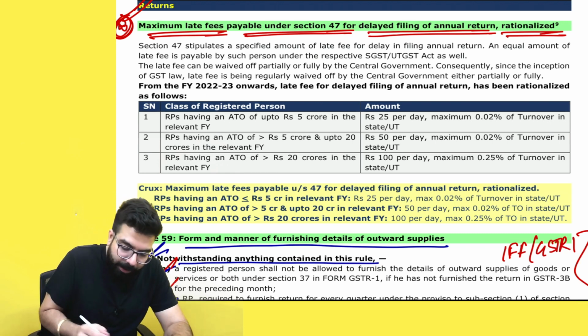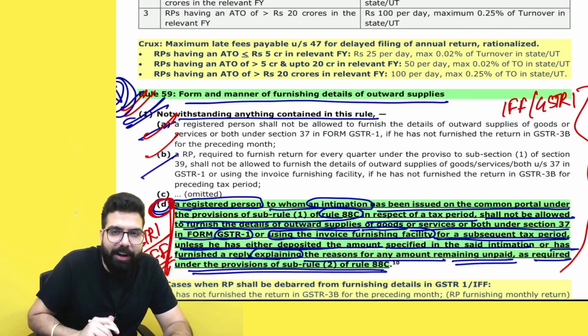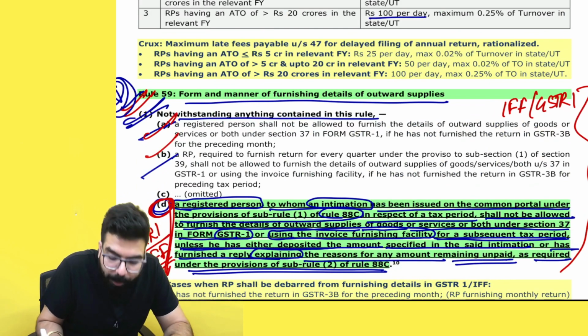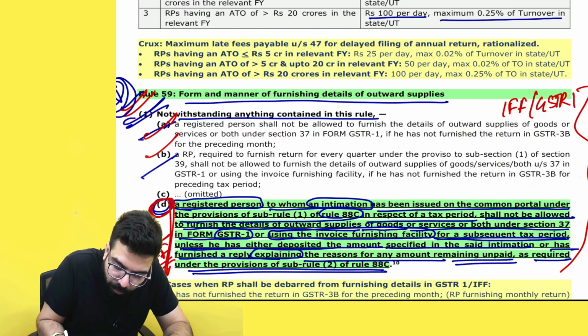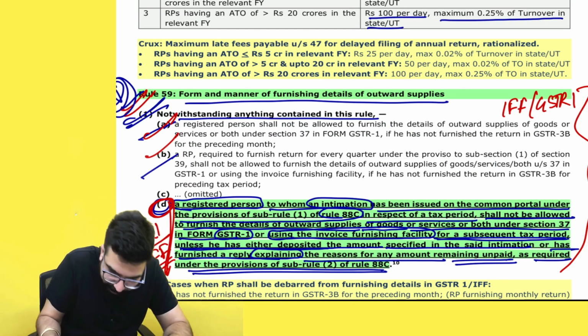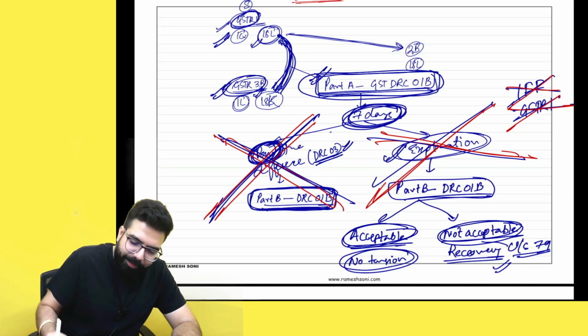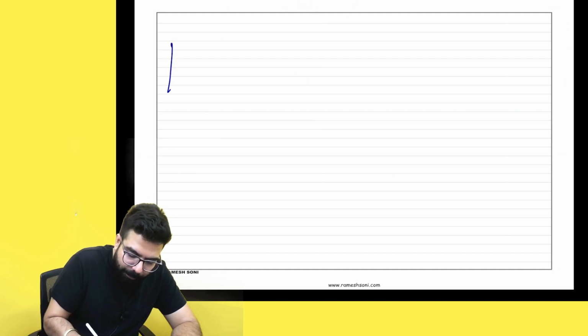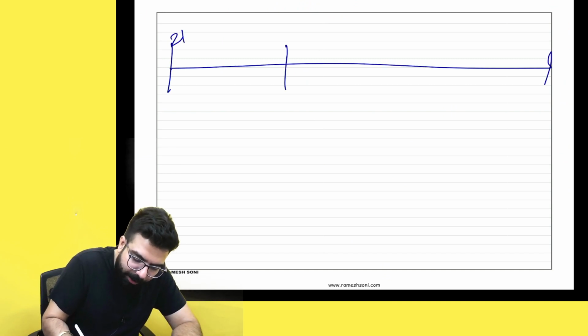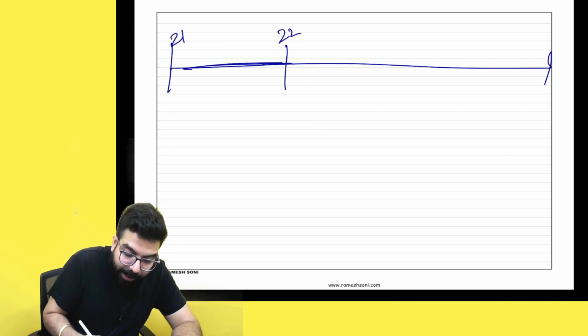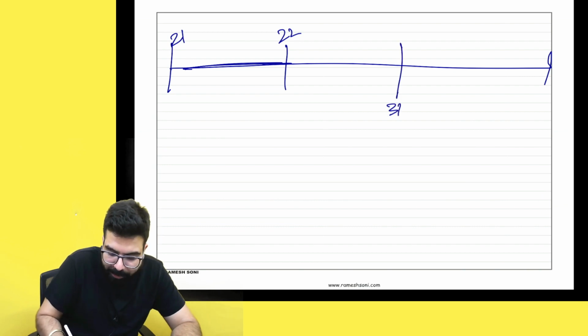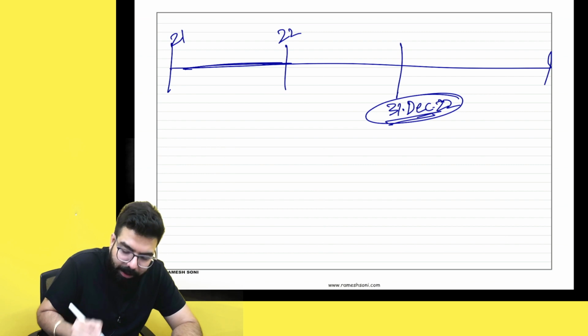reduced it. See, earlier the late fee for delayed filing of annual return was 100 rupees per day up to a maximum of 0.25% of the turnover in state or union territory. Now they have told slab rate type. Sir, supposing I am talking about the year 21-22, for this relevant year, the annual return due date is 31st of December 22, correct? This year's annual return due date is this.